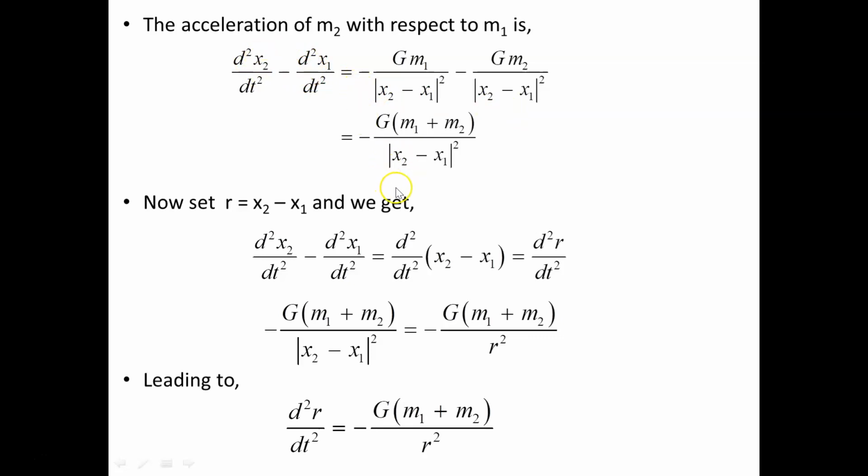I'll go into that now. So here's the net acceleration, taking the difference of them. We're going to set the difference in the coordinates, x2 minus x1, equal to r. We get d2r dt squared, and for the right-hand side, the absolute value of x2 minus x1, squared, is r squared. So the equation describing the acceleration of the system is d2r dt squared equals minus G times m1 plus m2 over r squared. The net acceleration is inwards, hence the minus.